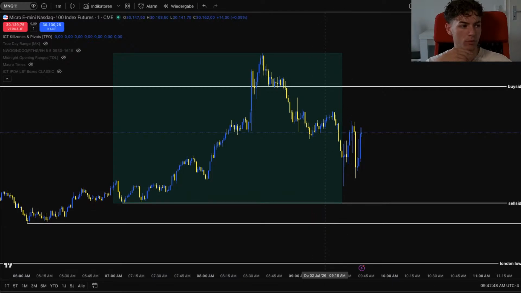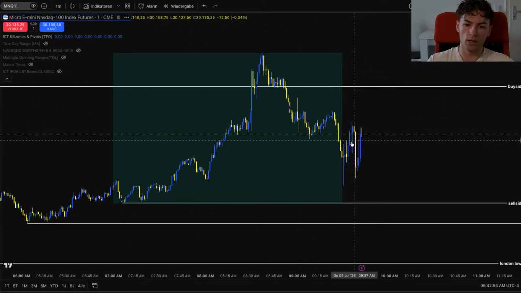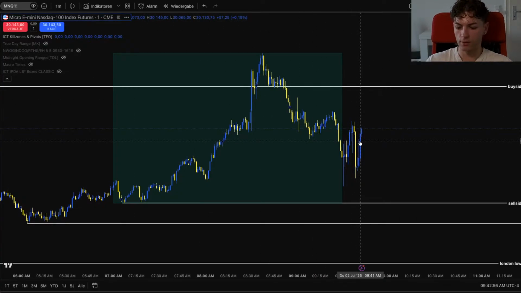So ES is about to take out its pre-market high, and it's done so right now, while NQ is still reluctant to go higher. So yeah, let's see. What's up TikTok? What's up YouTube?